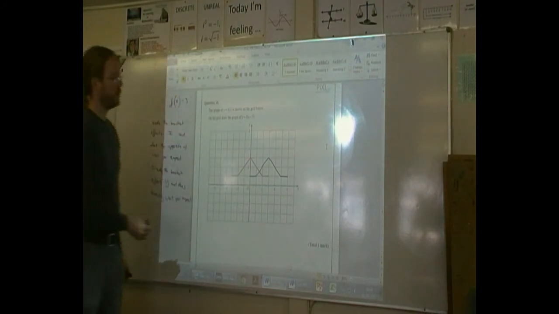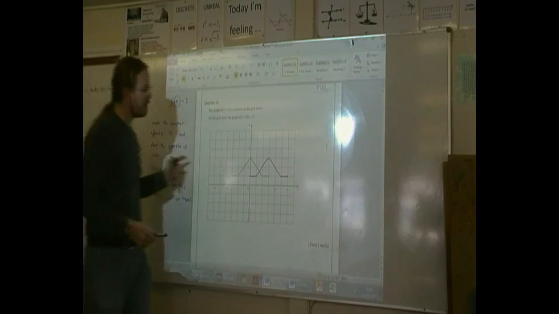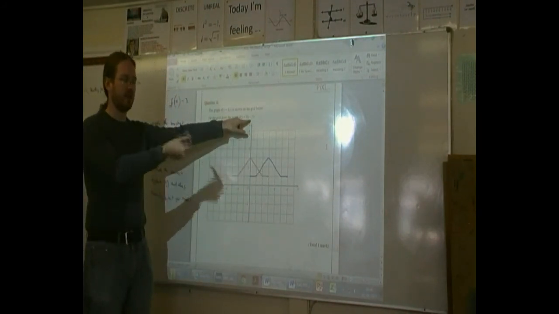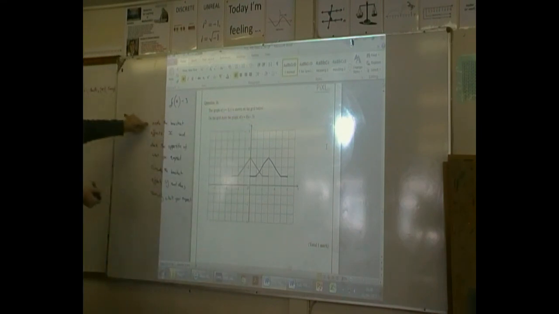And done. Okay, so it's moved over 3 spaces in the positive direction, because you'd expect it to be minus 3, moving that direction. Because it's inside the bracket, it does the opposite of what you expect.